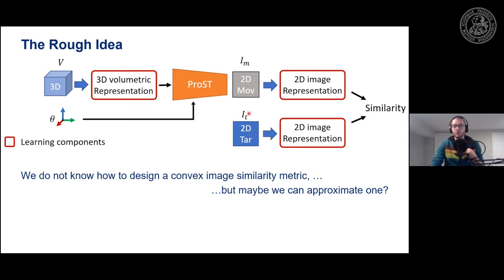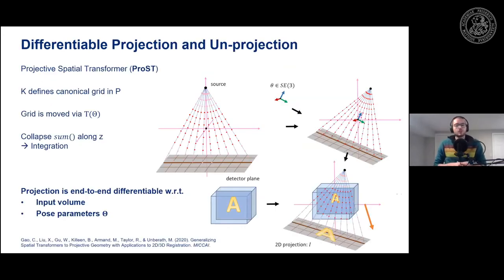So we need to be connecting the three-dimensional space to two-dimensional spaces, ideally in a differentiable fashion, so that we can train function approximators for this type of problem. And I will now talk about how we're going to do this. In order to train a network that differentiably connects 3D and 2D spaces, we need a differentiable projection and unprojection operator.